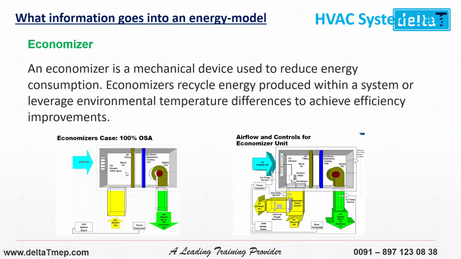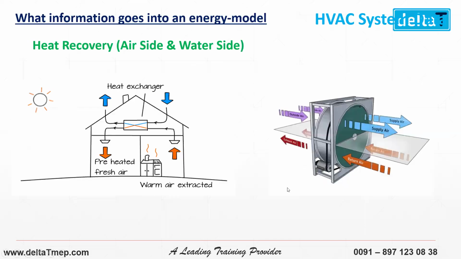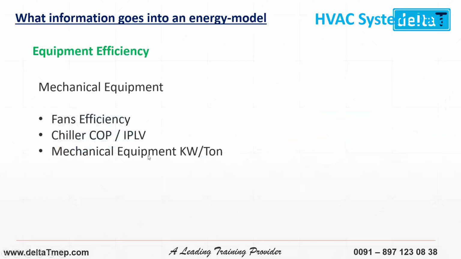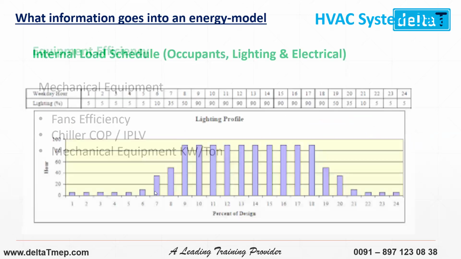Imagine at present my outside temperature is around 24 degrees Celsius or less. So it will take the fresh air from outside and supply it inside the building. It will not recirculate. You see, this is the return air. It will exhaust the air outside, so it will save a lot of energy, of course. Then we have the heat recovery system. After that, we need a proper coefficient of performance, and we have to use integrated part load value.